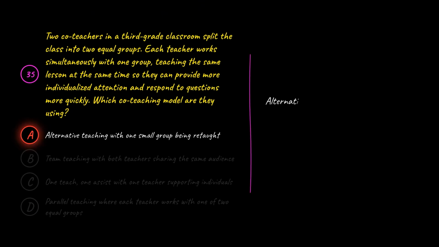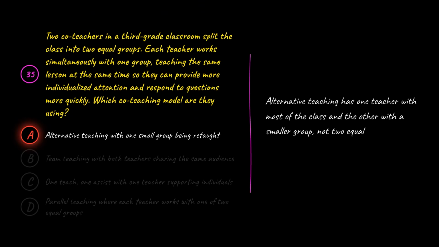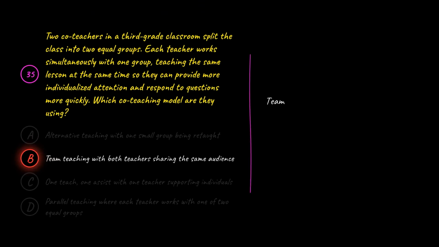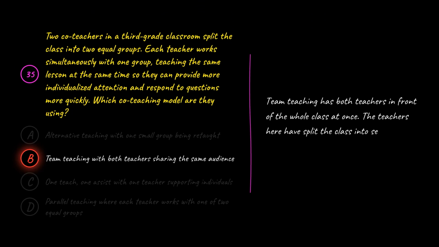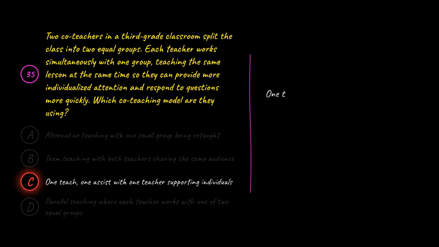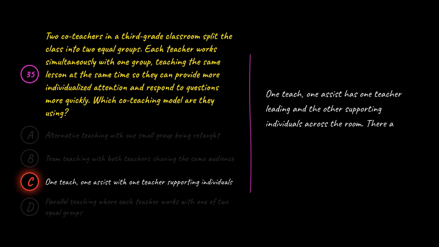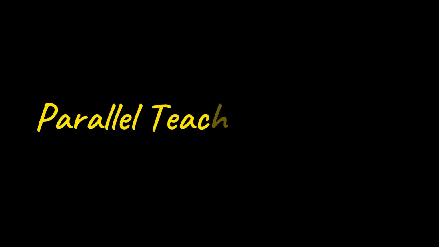A is wrong because alternative teaching has one teacher with most of the class and the other with a smaller group, not two equal groups. The scenario describes equal groups. B is wrong because team teaching has both teachers in front of the whole class at once. The teachers here have split the class into separate groups. C is wrong because one assist has one teacher leading and the other supporting individuals across the room. There are two parallel groups in the scenario, not one whole class delivery.